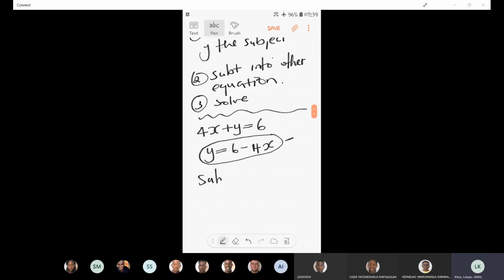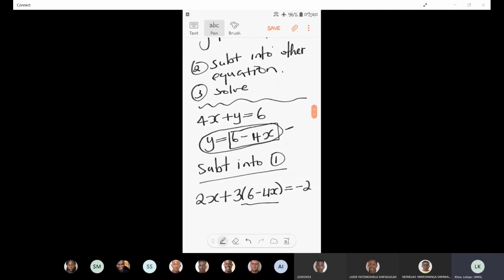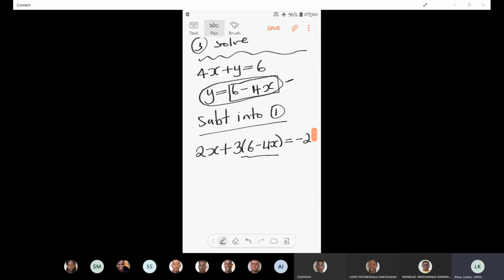So now we substitute into equation 1. And equation 1 was 2 times x plus 3 times y. Now the y that I'm going to put is the one that I have over here. So this is 6 minus 4x, and this should still be equal to minus 2. Everything else in the equation must remain the same. The only thing that I'm going to change is this value that I have substituted. Okay, so only the y is going to change. Everything else must remain exactly the same. So now I have a linear equation with only one variable. This is very easy to solve. So I will multiply this out. You know how to multiply brackets out. So I have 2x plus 18 minus 12x, and this is equal to minus 2.